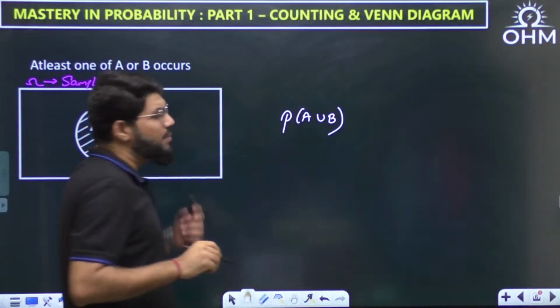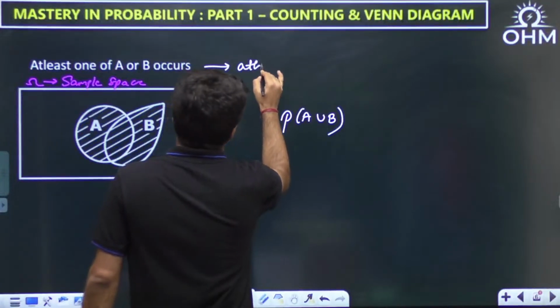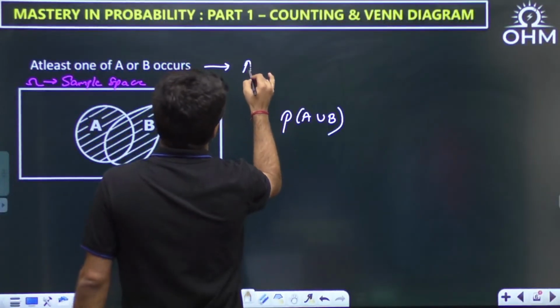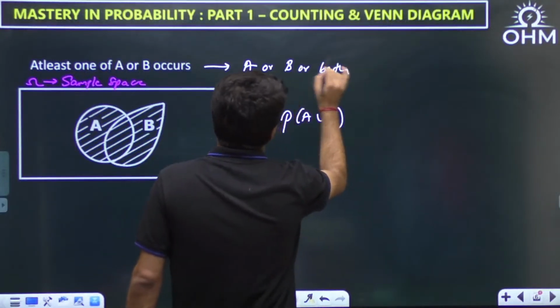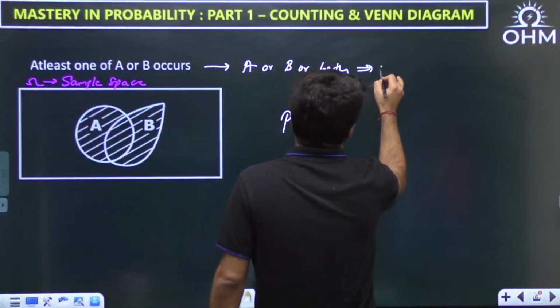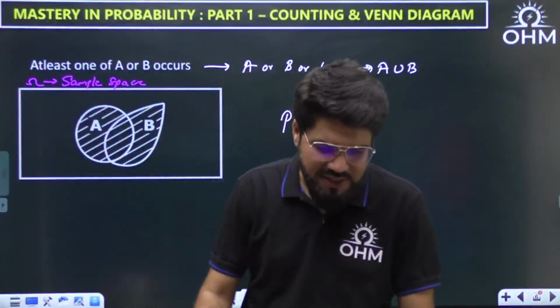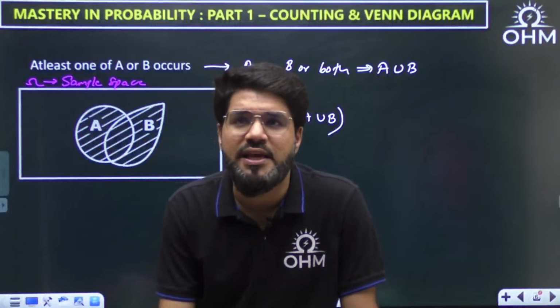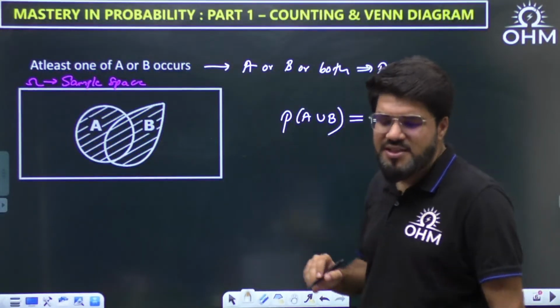Now, the probability that at least one of A or B occurs, I'll again write down this language. At least A or B occurs. That means A or B or both. The collection of the elements from A or B or both is also known as the union of A and B. The collection of all the elements from the sets A and B, we also call it A union B. Now here we are interested in the probability of A union B.